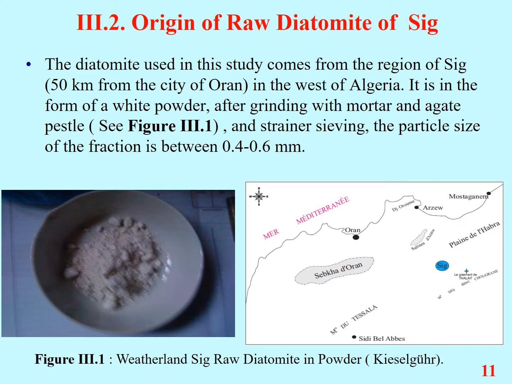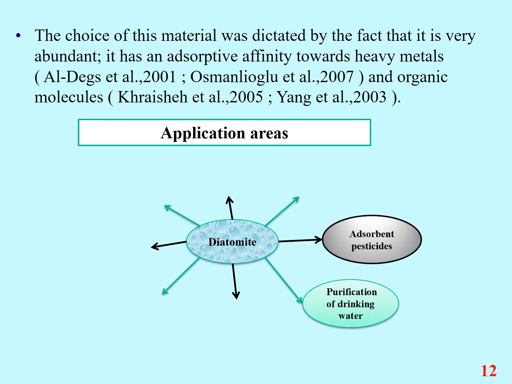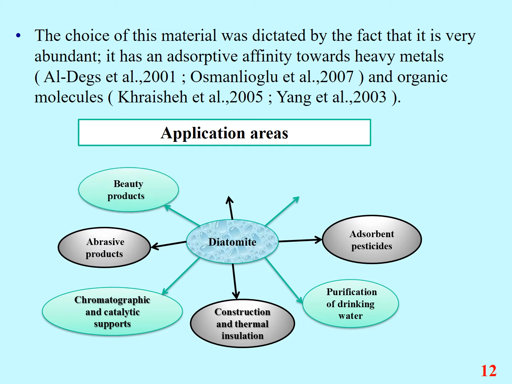Origin of raw diatomite of Sig. The diatomite used in this study comes from the region of Sig, 50 km from the city of Oran in the west of Algeria. It is in the form of a white powder. After grinding with a mortar and an agate pestle and sieving, the particle size of the fraction is between 0.4 and 0.6. The choice of this material was dictated by the fact that it is very abundant. It has an adsorptive affinity towards heavy metals and organic molecules. Application areas: purification of drinking water, pesticide adsorbent, construction and thermal insulation, chromatographic and catalytic supports, abrasive products, etc.